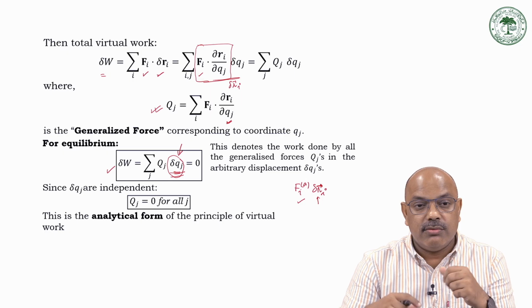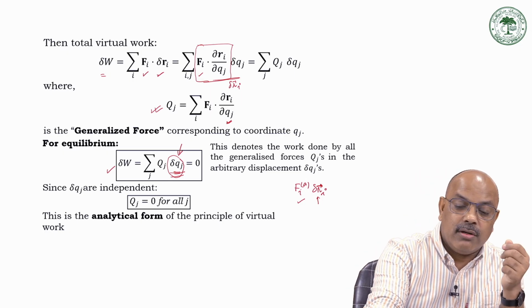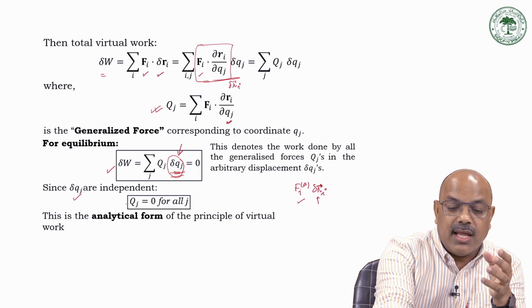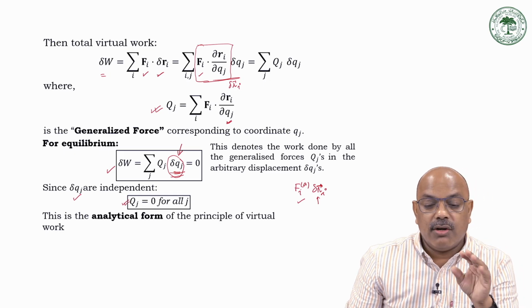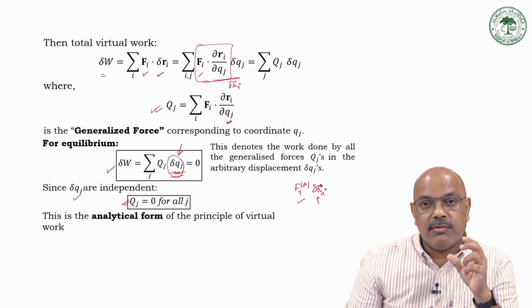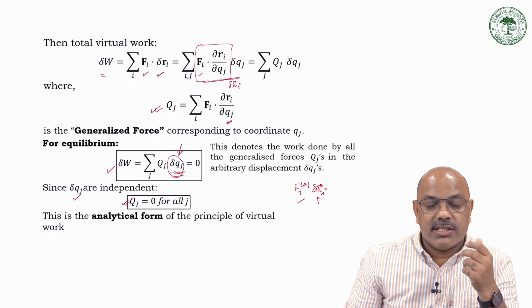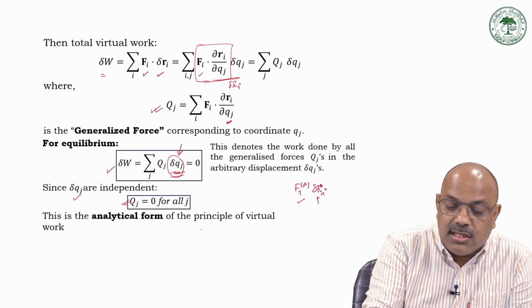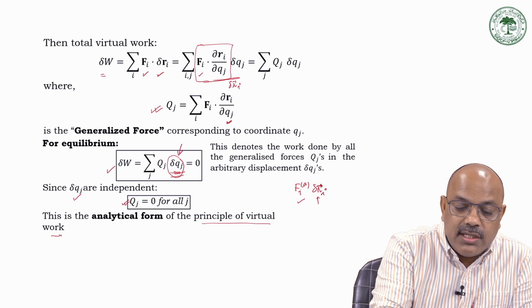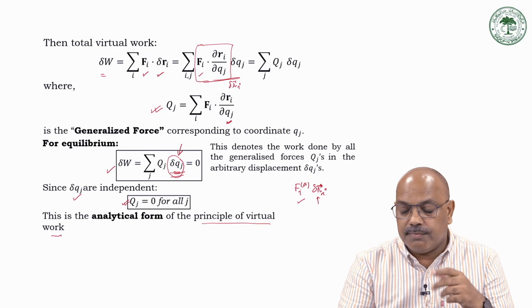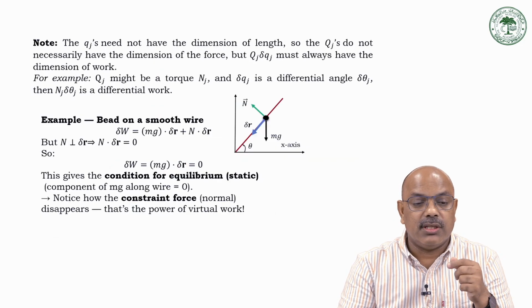With that argument, we can conclude that because the delta Qj's are all independent, we can have the generalized forces Qj be zero for all j, which is analytically based on the demand of virtual displacement for static equilibrium. So this is what we have for the principle of virtual work: all the generalized forces are going to be zero, whatever the forces acting on the system.